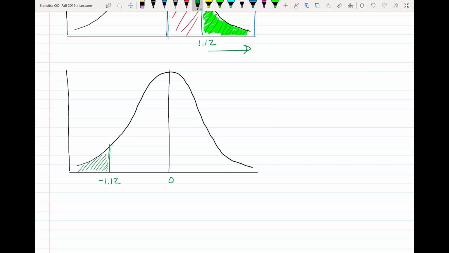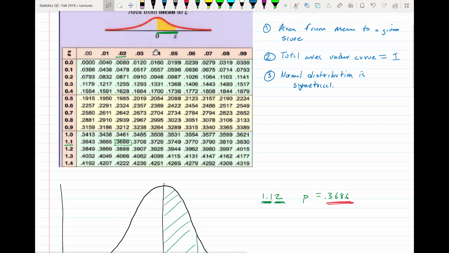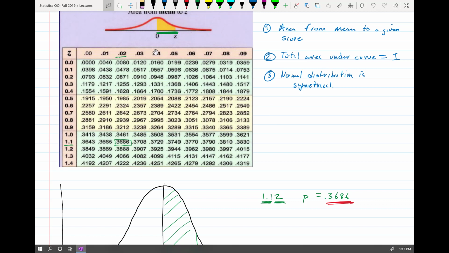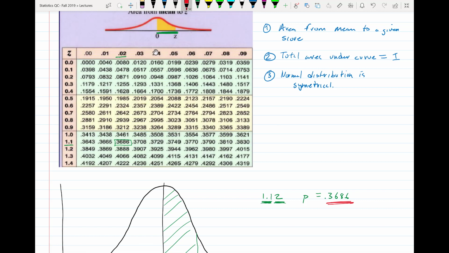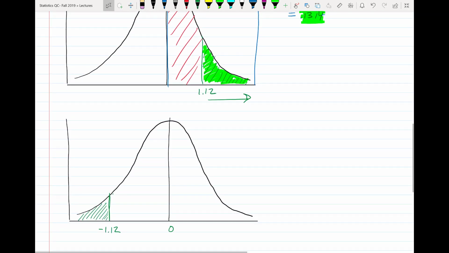Well, again, our table doesn't give us these negative z-scores. All these z-scores up here are positive values, right? But we're going to remember that the z distribution is symmetrical. So whatever we figure on one side, we figure on the other side. And we solve the problem exactly the same way, and the answer, in fact, is exactly the same.